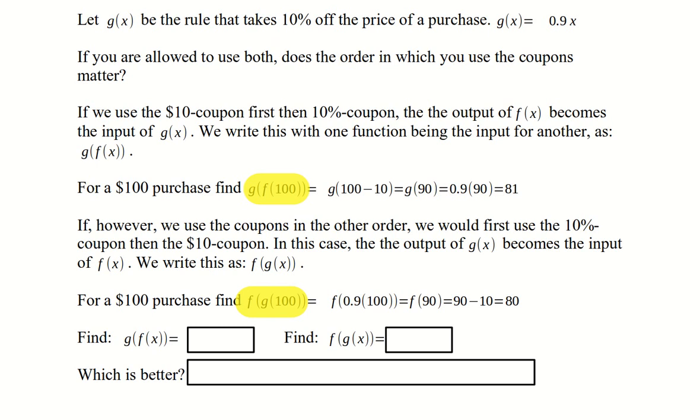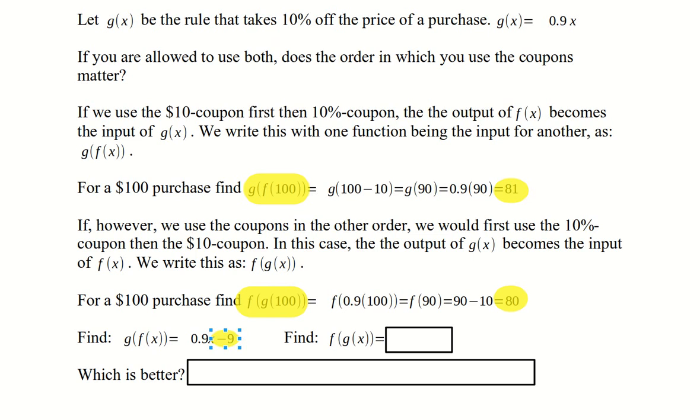Now, take a look. These are two different numbers. In the first case, we paid $81, and in this case, we're paying $80. So kind of perhaps not what you'd expect. Now take a look at these rules. When I take 90% of that $10 off, I'm left with 9. So notice that when we do G of F of X, we're subtracting 9.